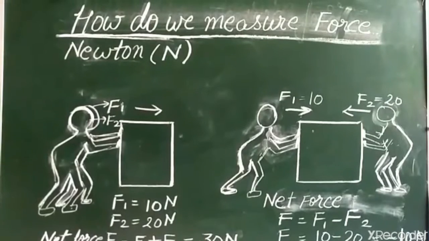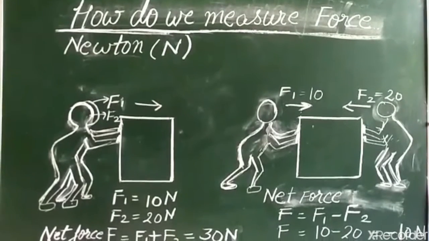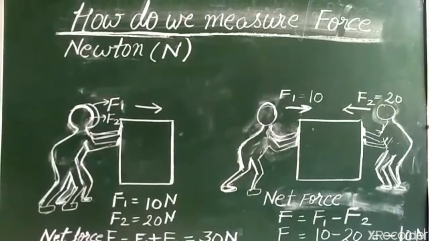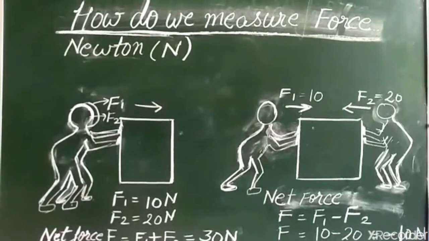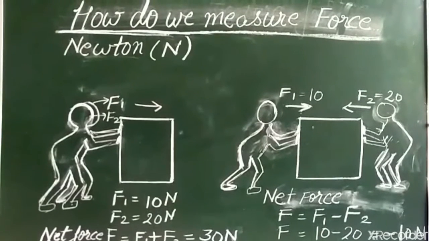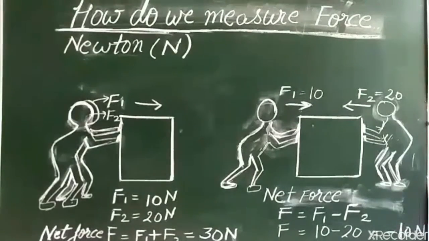So the result will be minus 10 Newton. Force will act in the opposite direction. So F2 dominates over F1 and the box will move in the left direction. So in this video we learn about the net force in two cases.